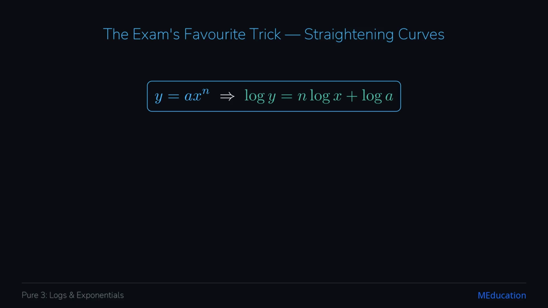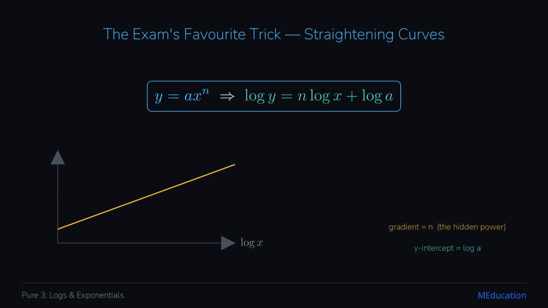One last power move. Suppose data follows y equals a times x to the n, with a and n unknown. Take logs of everything and the power law turns it into log y equals n log x plus log a, the equation of a straight line. Plot log y against log x, and a messy curve becomes a tidy line you can read. The gradient of that line is the hidden power n, and where it crosses the axis gives you log a.